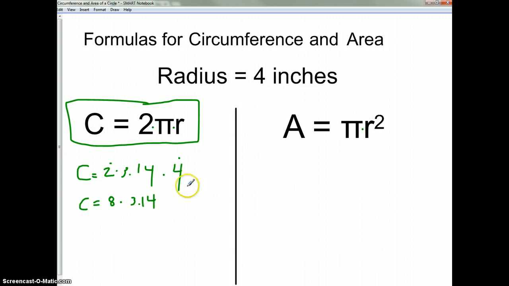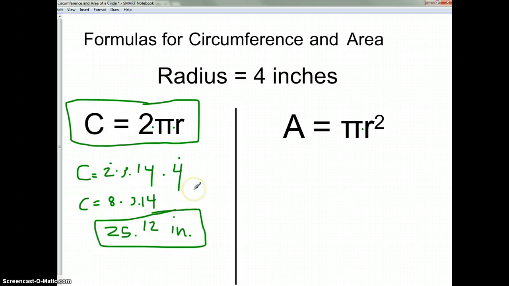And that is just a simple way of doing that, combining the 2 and the radius to punch less into the calculator for less human error. Okay, so 8 times 3.14, and we get 25.12 inches.